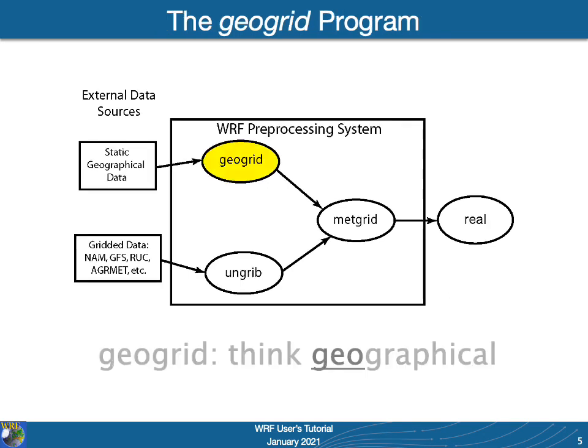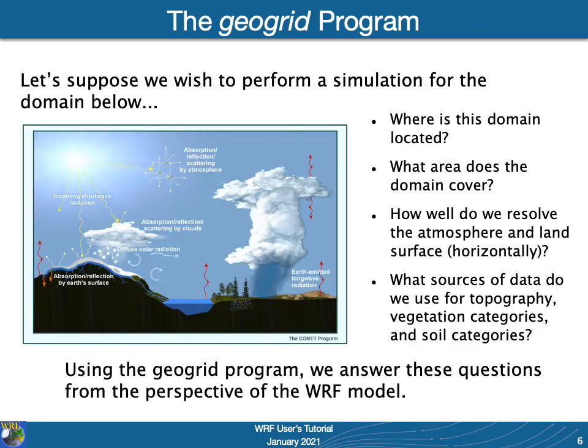So the first of the components that we're going to talk about is the program called Geogrid. And the geo part of the name Geogrid comes from the fact that this is the program that does the geographical processing on your WRF model grid, hence the name Geogrid. So we can easily understand the purpose of the Geogrid program by supposing that we wish to perform some real data simulation for the cartoon domain shown here on this slide.